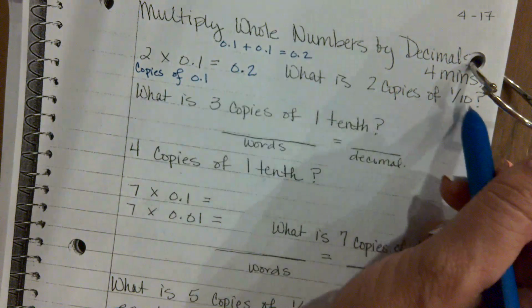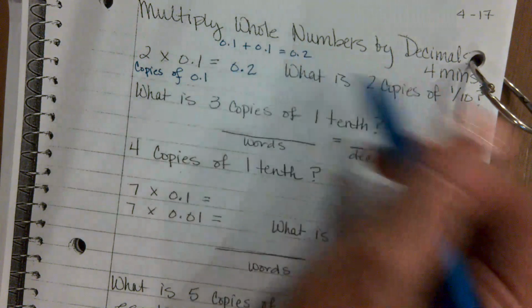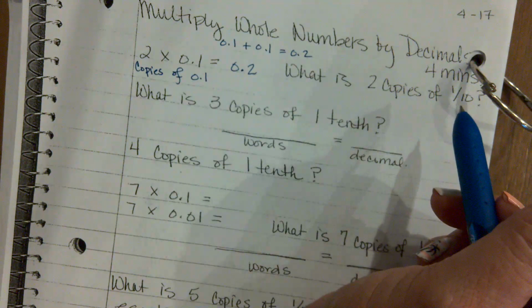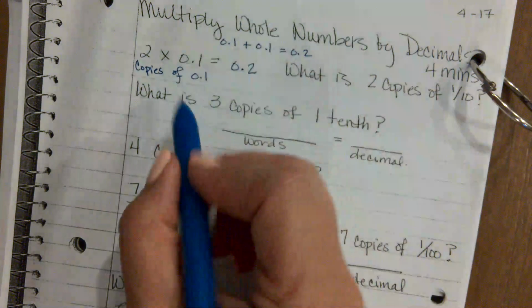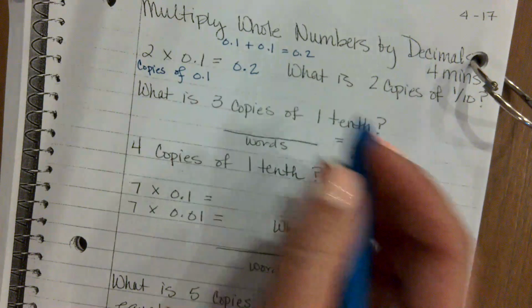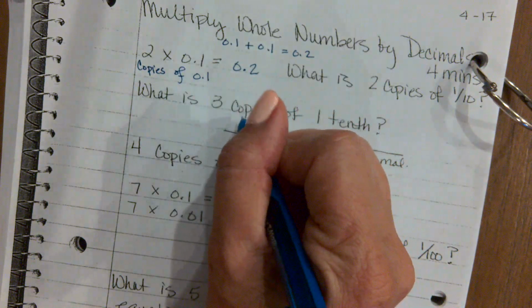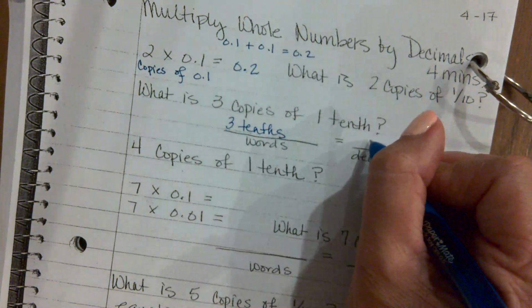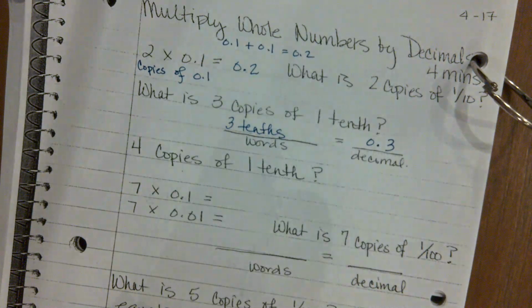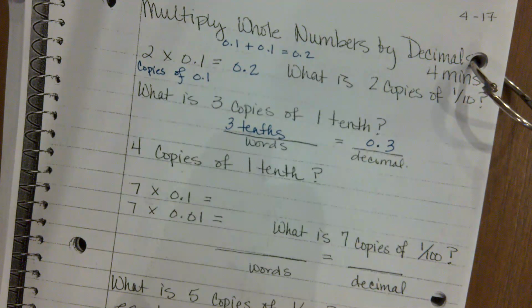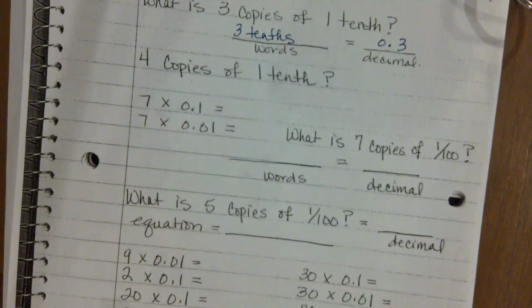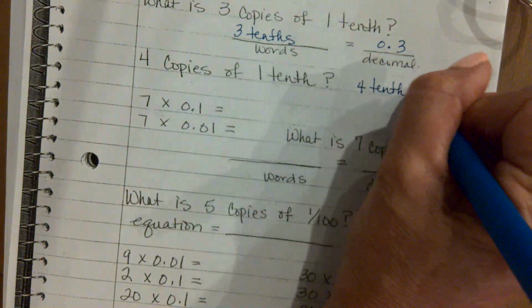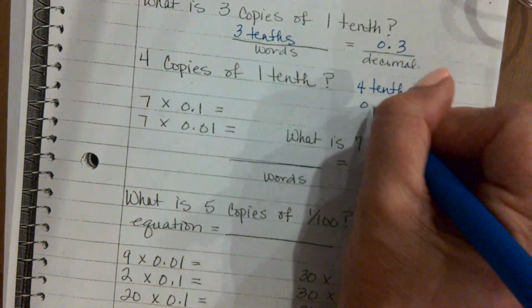So what is 2 copies of 1/10? So 2 copies of 1/10 would be 2/10, which is 0.2. So then we have, what is 3 copies of 1/10? 3 copies of 1/10, the word would be 3/10, which is the same as 0.3, right? Then we have 4 copies of 1/10. 4 copies of 1/10 would be 4/10, right? And 4/10 in a decimal is 0.4.